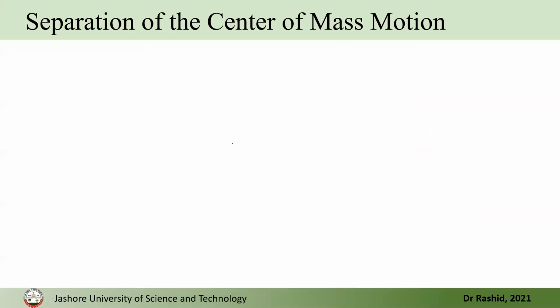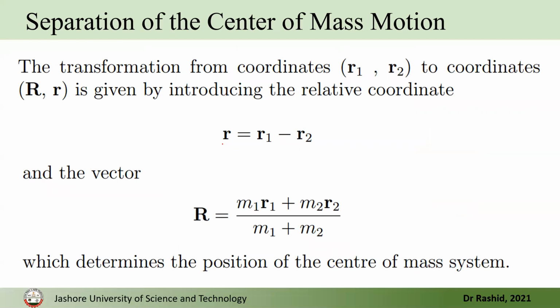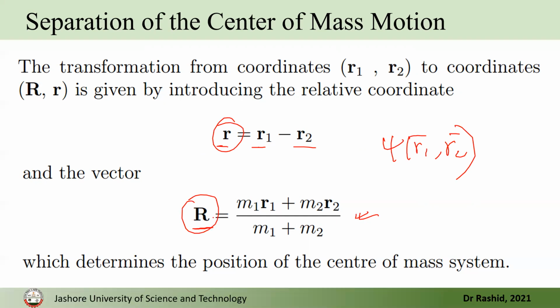For that, we write a relative distance, or relative coordinate, R that equals R1 minus R2, and we write another vector. This is the position vector of the center of mass, and that is like this. Now we want to change the wave function psi(R1, R2) in terms of these new variables.